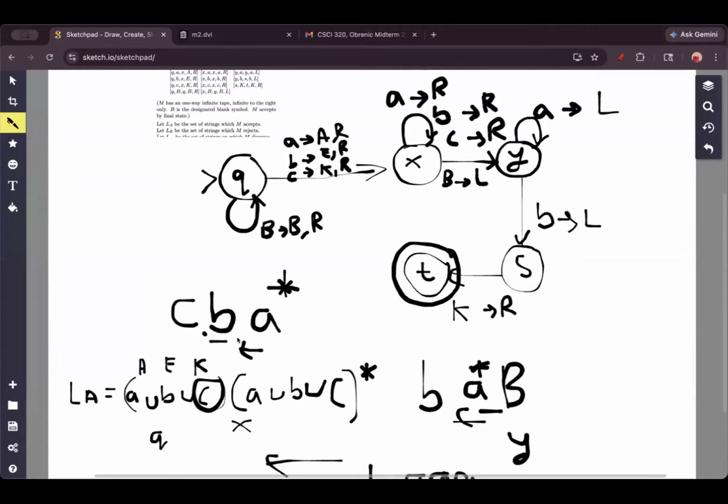So I would have to see a B to the left side of A, of my uppercase A. And now I turn more to the left, because B is also going left. So over here, when I'm in state S, I see the C. On the tape, it would be a K. Remember, in state Q, it turned into a K. And then I go to state T, which is my accepting state. So this would be my LA.